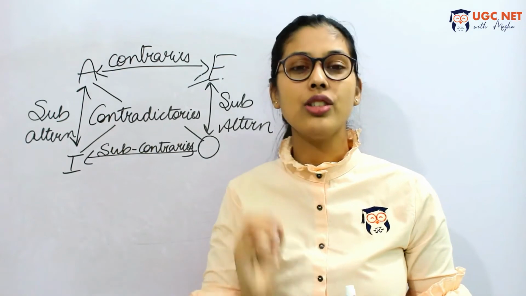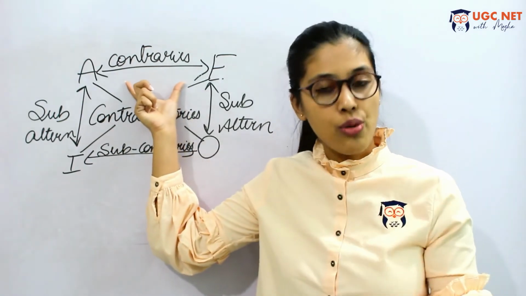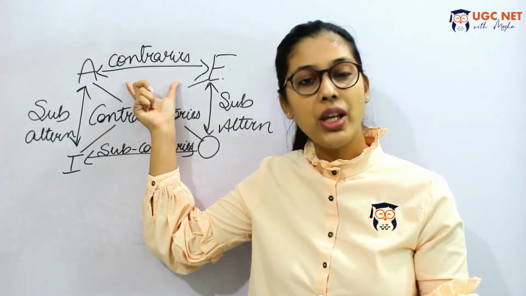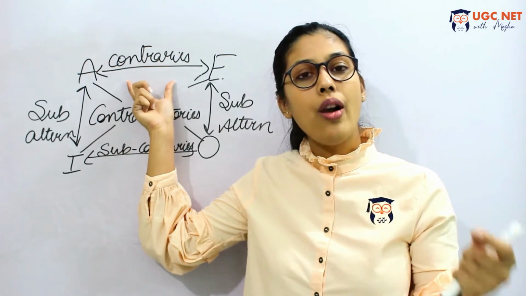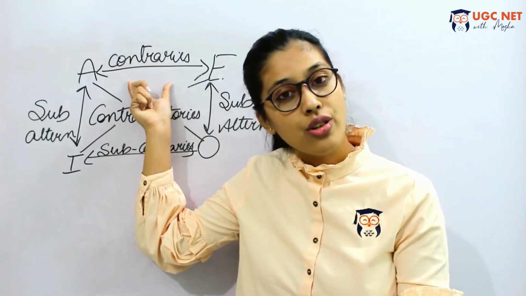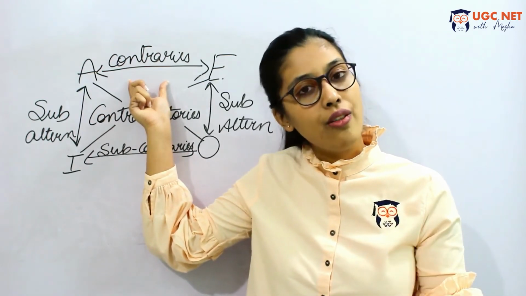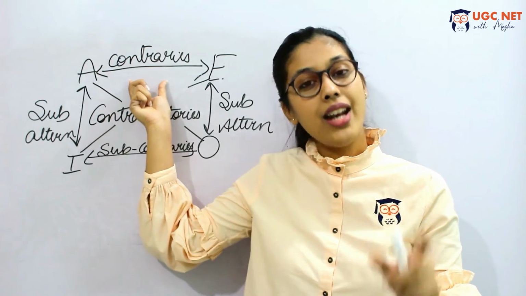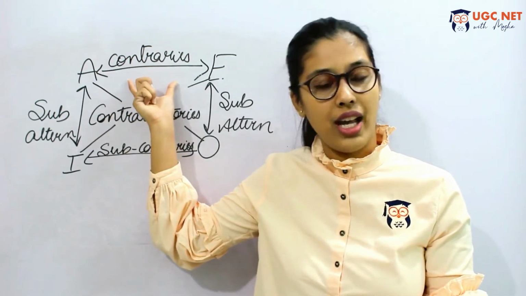And one more thing you need to keep in mind here is that these statements cannot be true together, but they can definitely be false together. For example, I cannot say that all pen are blue is true and no pen is blue is also true. Either of it is true, but both of them can be false, because there can be a scenario where some pen are blue and some are black. So they can be false together.